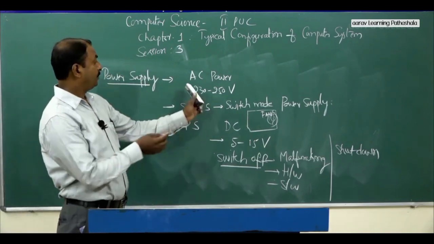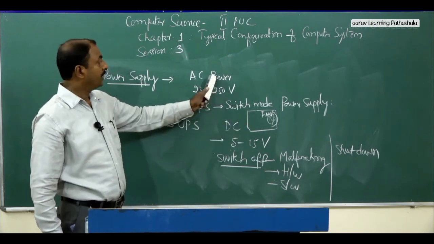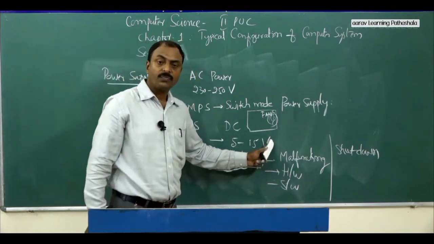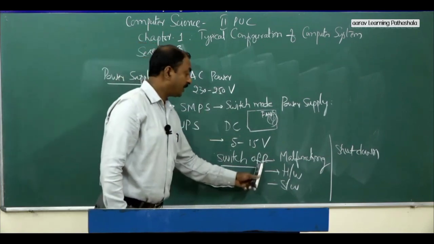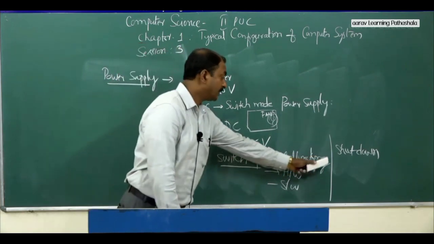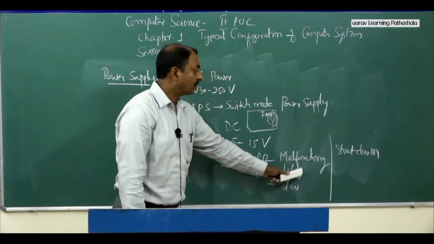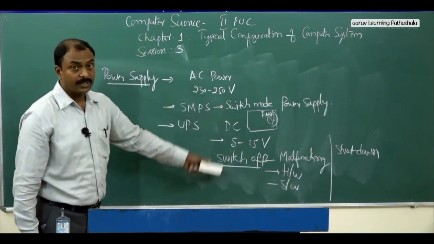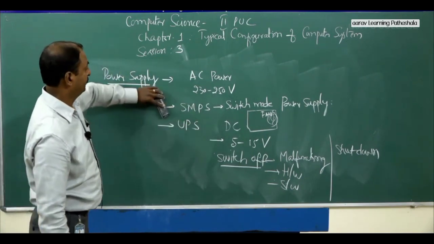So SMPS provides continuous supply. Its main function is to convert AC power into DC power between 5 to 15 volts, which is necessary for the functioning of the computer system. Next, if there is a sudden failure in the electricity, your computer is going to switch off, which leads to other problems like hardware problems, software being deleted or corrupted, or the system may not work. So to avoid these types of damage to your computer system, it is advisable to go for another type of power supply, that is UPS.